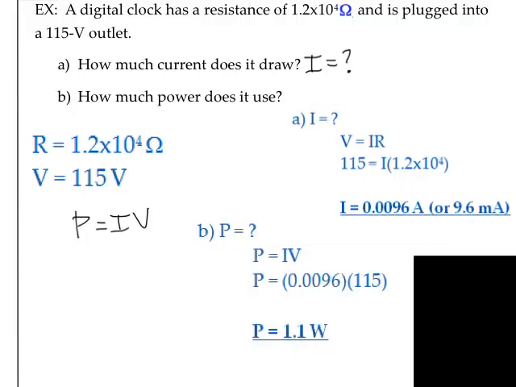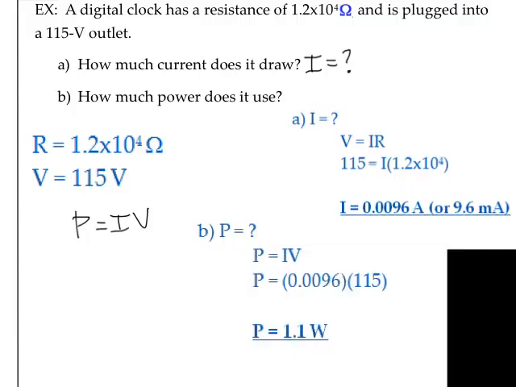Okay, hopefully you were able to get about 1.1 watts. So it doesn't require very much power in order to run a digital clock either. So remember, these are the basics. We're going to work our way up to a little bit more complicated circuits, but we're going to be using Ohm's law, V equals IR, and power when we get to our other examples in class.